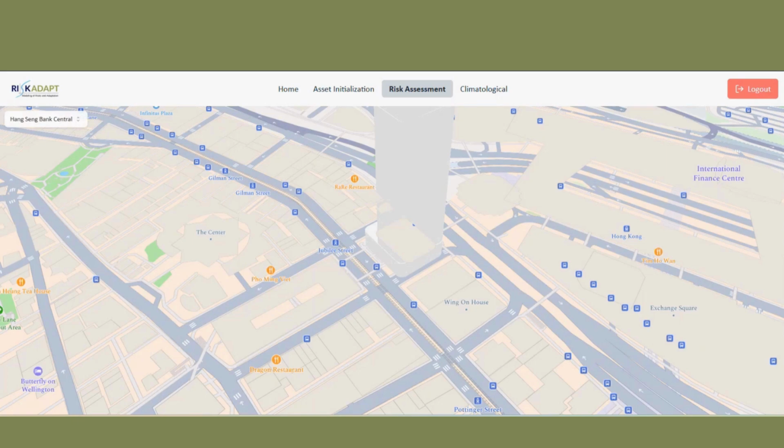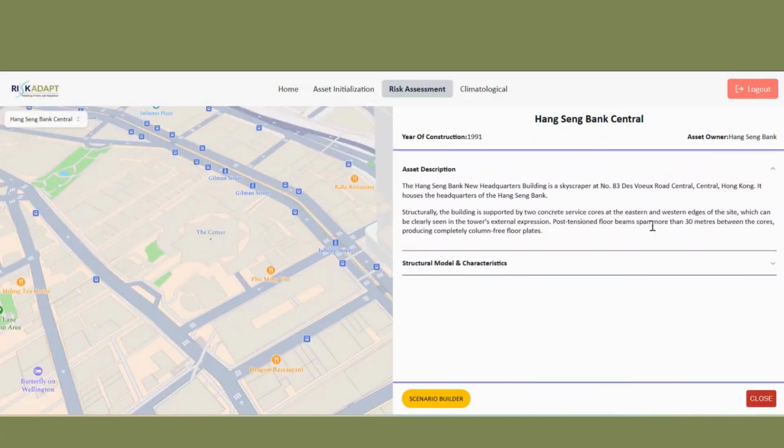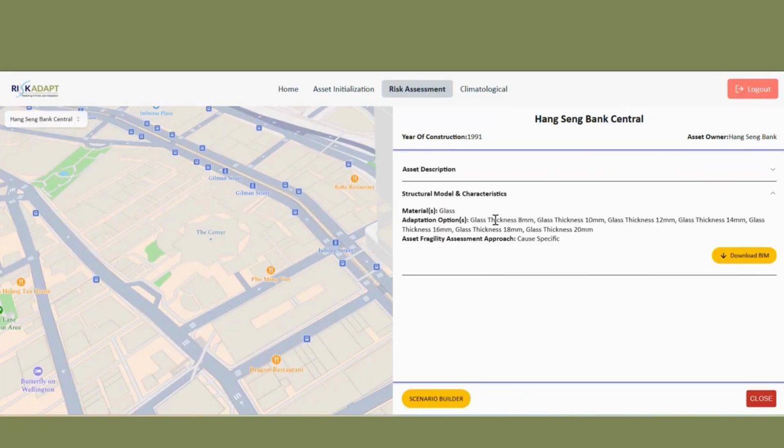And the platform works in a similar way as Pilot 3. If I choose the Hang Seng Bank Central, the map zooms on the location of the asset. I click and I get the window with the general information of the asset. And in this case, I have the structural model characteristics. Our material of interest is glass, of course. The structure has also steel and concrete, but for the case of RISKADAPT, we are mainly concentrated on the glass behavior.